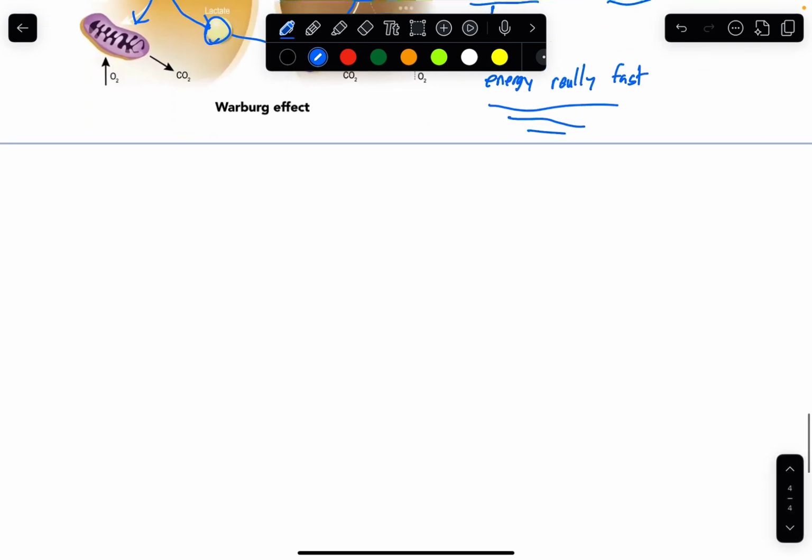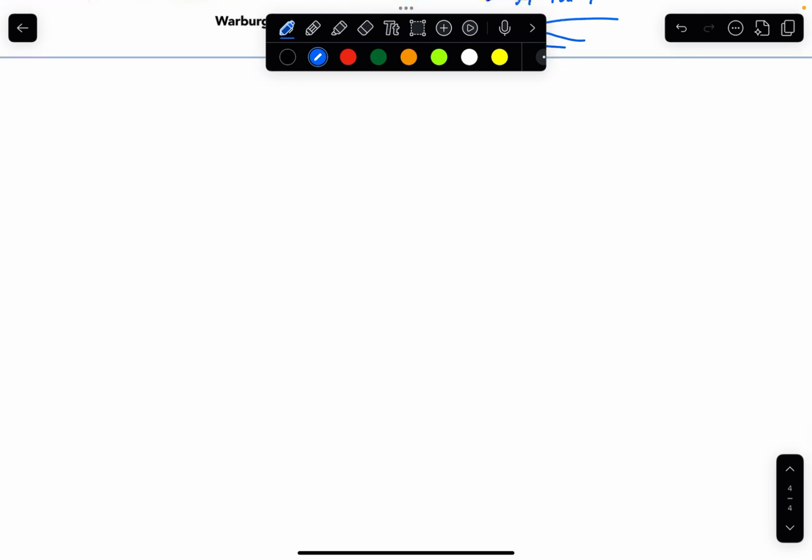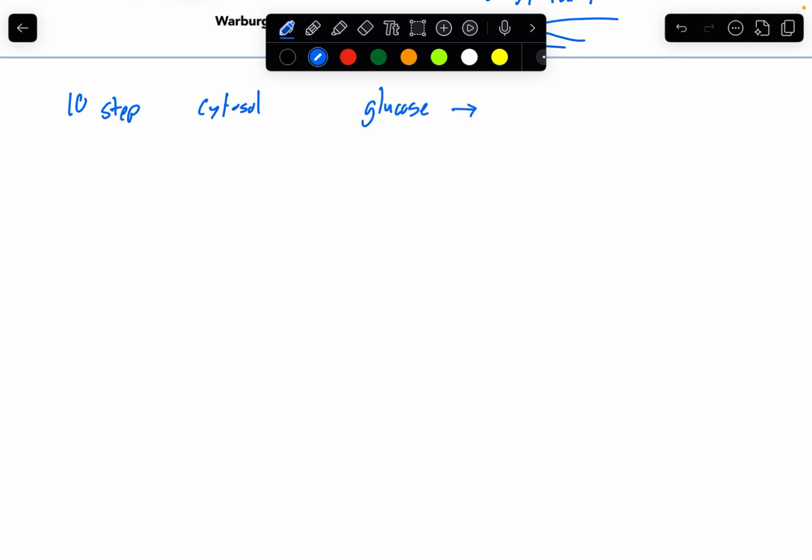All right, so let's go through a quick review of what we've learned. So glycolysis is a 10-step process, right? In the cytosol, it breaks glucose into 2 pyruvate, and then we generate 4 ATP, right? 4 ATP in the process, but we lose 2 ATP for a net 2 ATP.